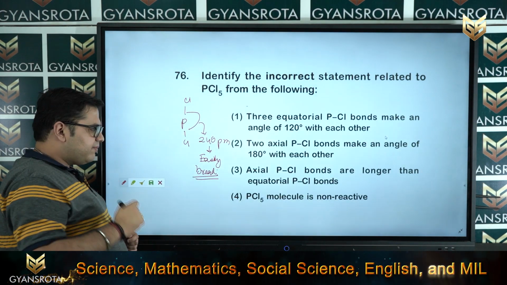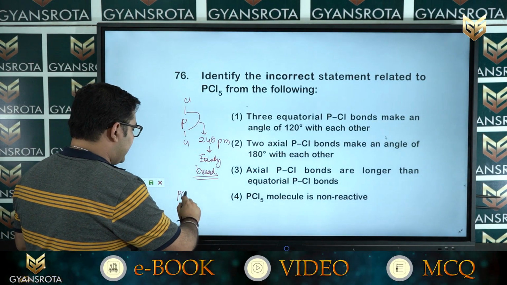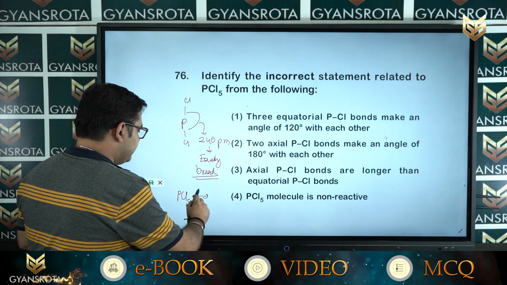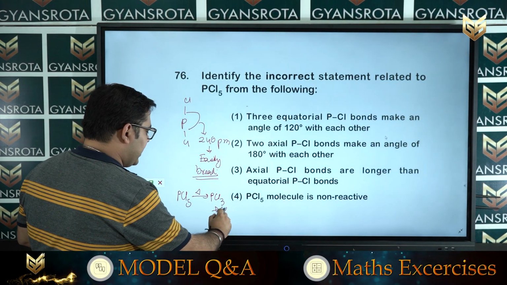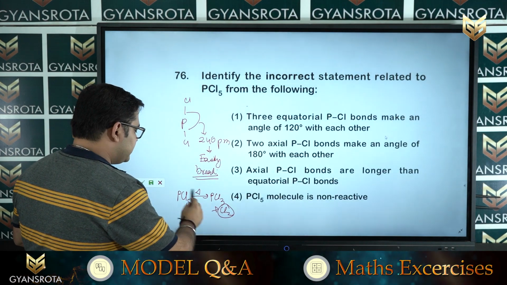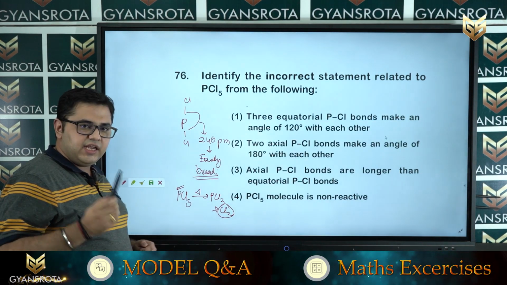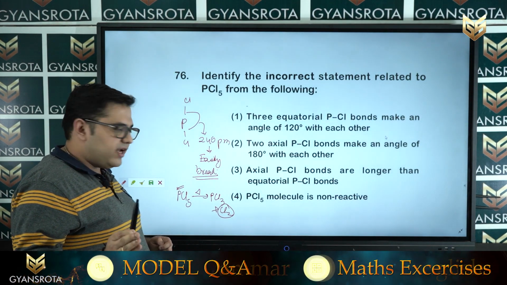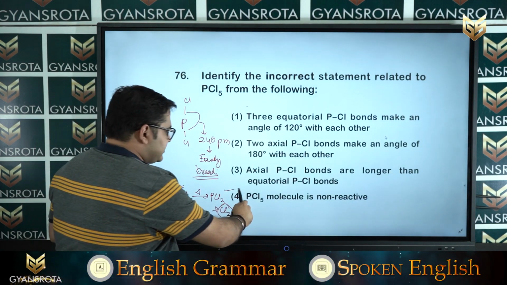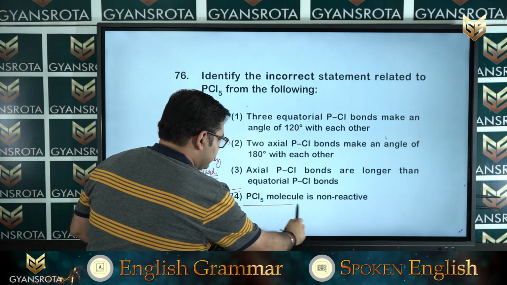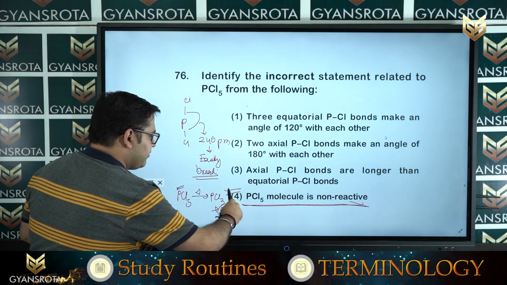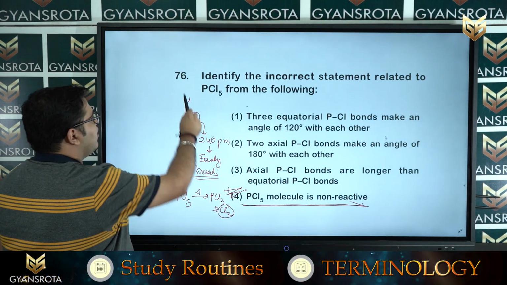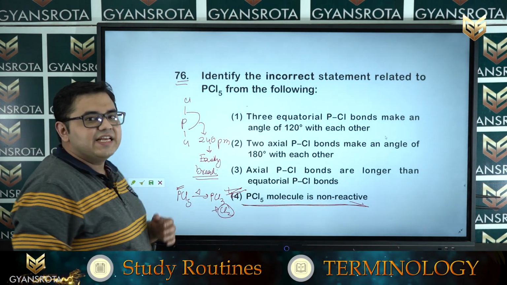Now, I am giving a simple reaction. When PCl5 is heated, it gives PCl3 and Cl2 as gas. So, this reaction is also given in your NCERT booklet. So, this fourth statement is incorrect. PCl5 is non-reactive. So, option number 4 is the correct answer of question number 76.